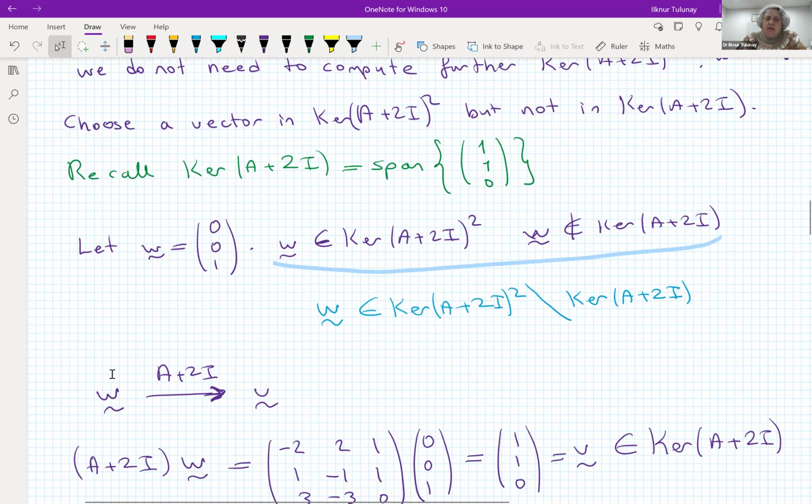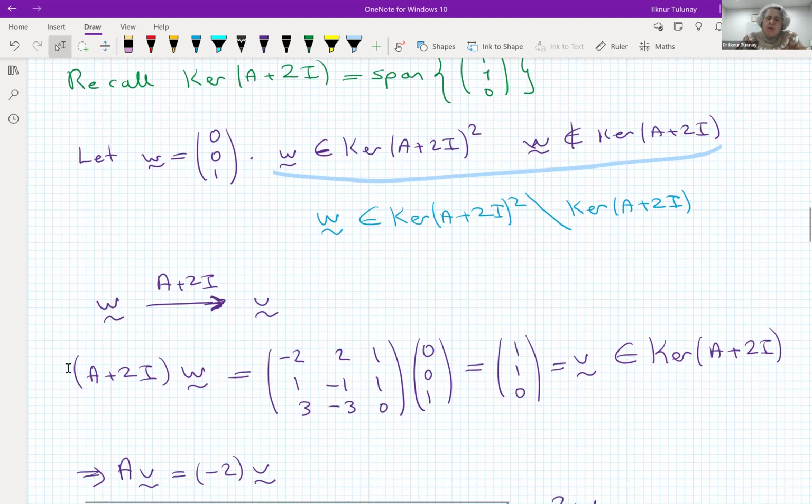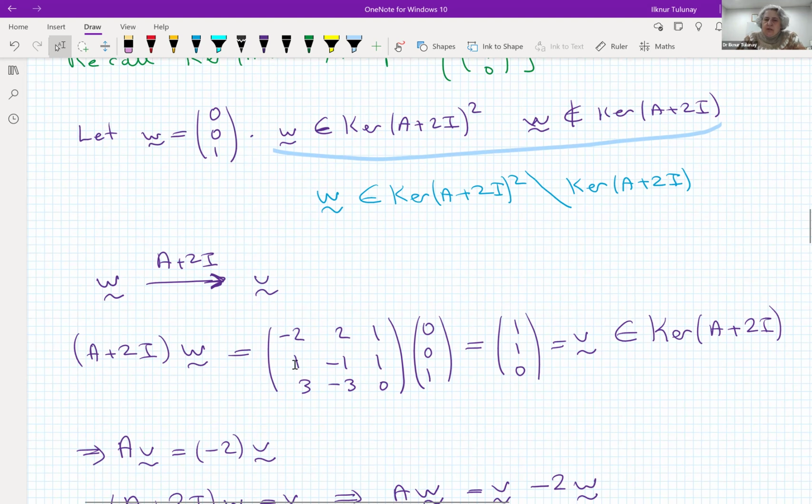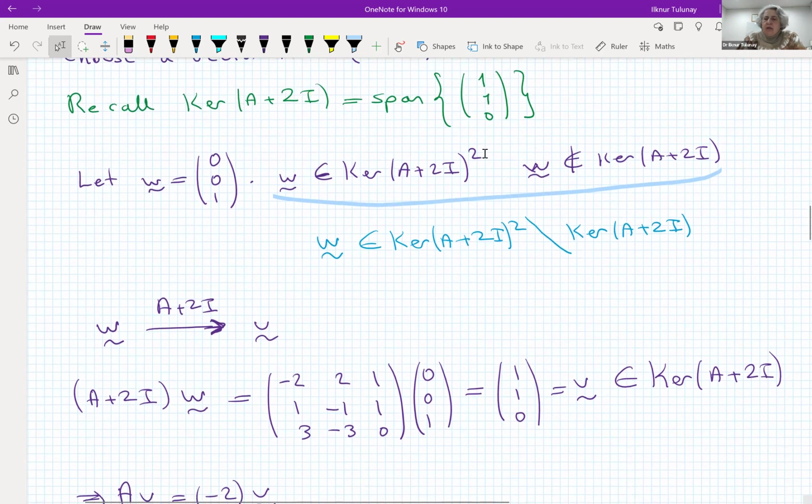Okay, let's take W and then apply A plus 2I, right? And then we will find a vector V. Let's see what we are going to find. If you apply A plus 2I to W, this is A plus 2I, and this is W for us. If you calculate, this times this will be 1, this times this will be 1, this times this will be 0. This is the vector V, and this vector is exactly here. It doesn't have to be exactly this vector; it is okay to be a multiple of it.